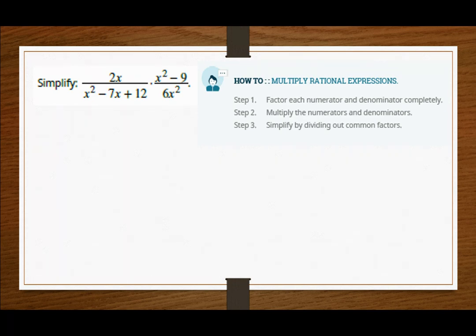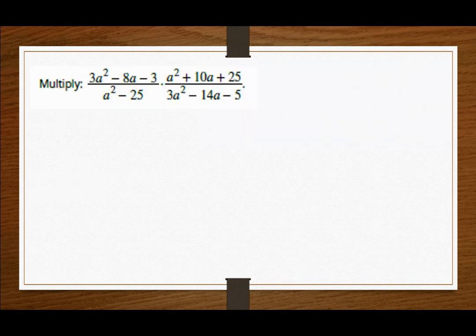I've got 2x over the trinomial x squared minus 7x plus 12. My numerator is not really going to factor much. It's just 2 times x. But I have a trinomial that we can factor using the AC method. So factors of 12 that add up to -7 would be -4 and -3. In my second expression, my numerator is a difference of squares. X squared minus 9 can be rewritten as x squared minus 3 squared. And so it would factor to give me a product of conjugates.